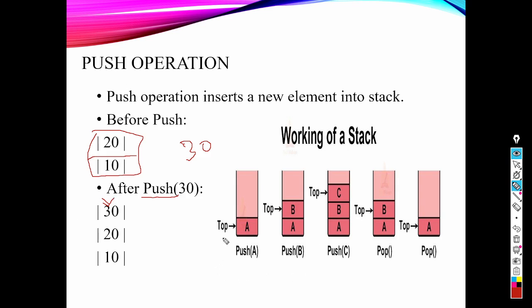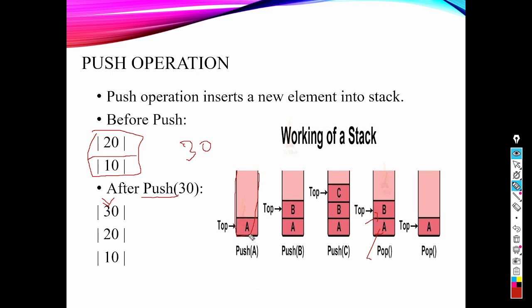Again, one more example. First there is an empty stack. After performing push A, A is inserted into the stack. After performing push B, B is inserted on top of A. After push C, C is inserted on top of B. Now I use the pop operation. Pop will not remove A, and it will not remove B. The stack removes only the top element every time.